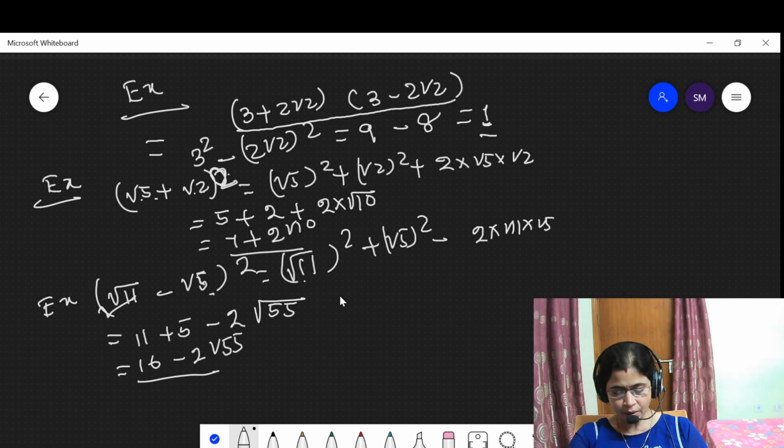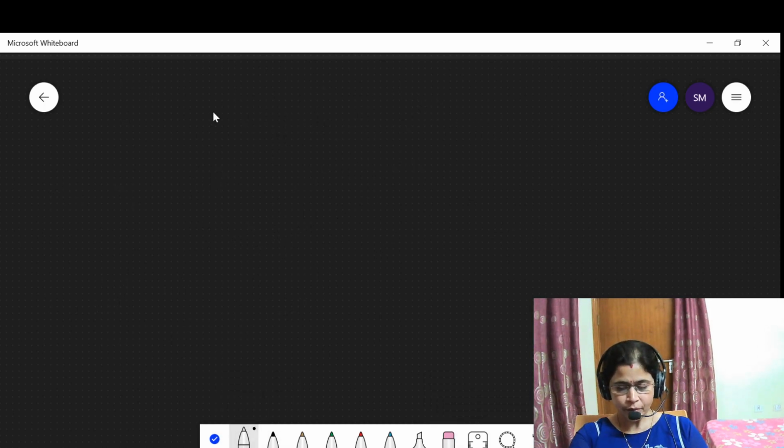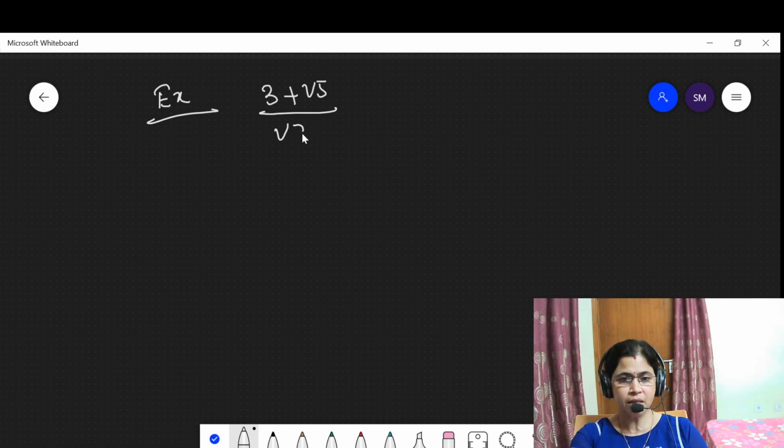Now let us discuss some more examples. Here the question is given: rationalize the given expression. You know what a rational number is? A rational number is a number which can be expressed in the form p by q, where p and q are in simplest form and q is not equal to 0. But in the case of rationalization, it means rationalize the denominator. Here you have to rationalize the denominator.